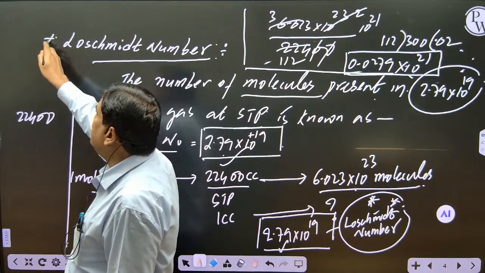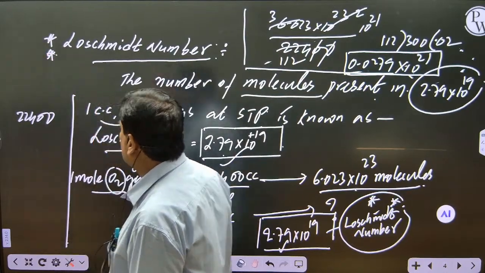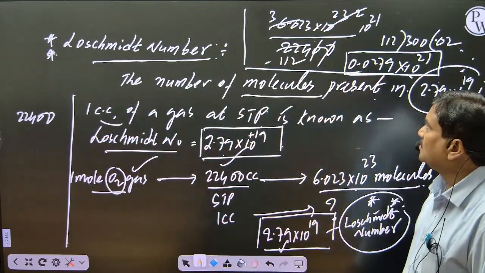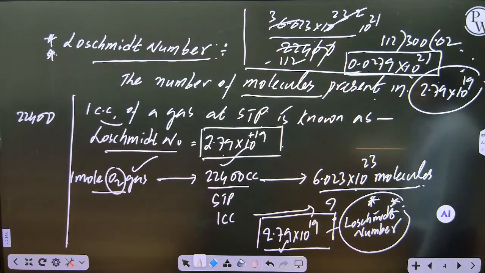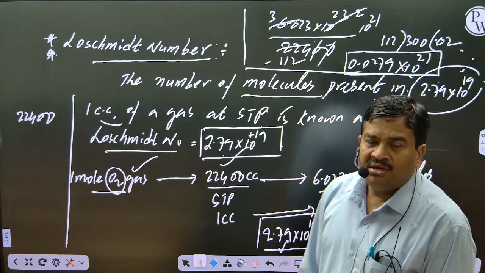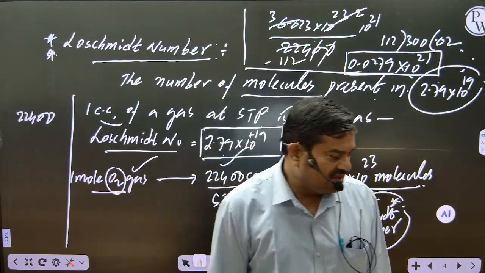Now write the next heading, vapor density. Write heading vapor density. Copied, all of you? Next, write heading vapor density.